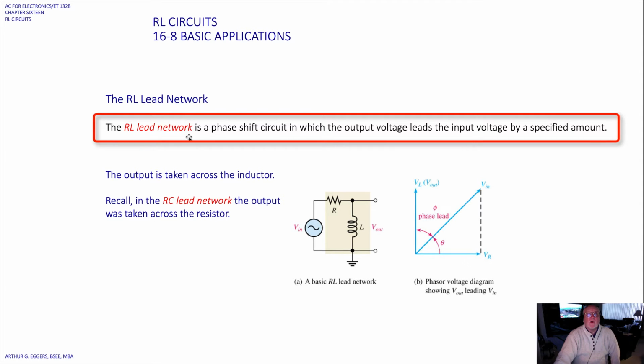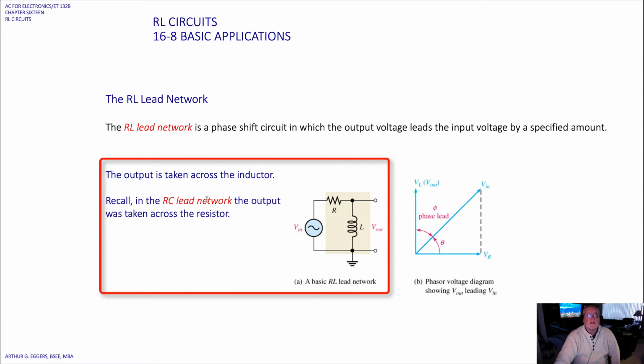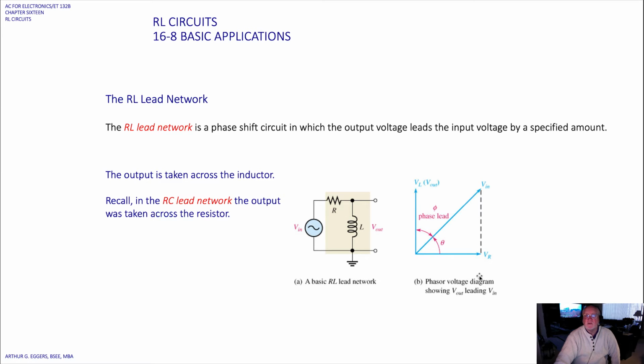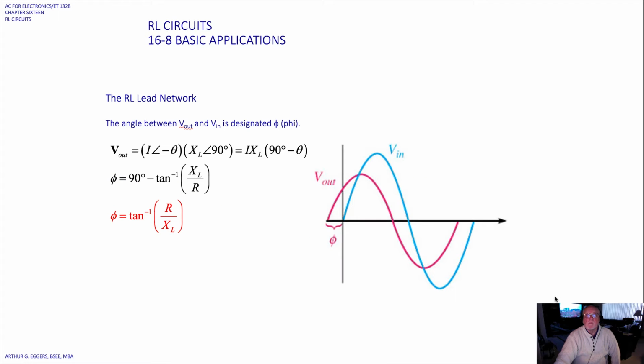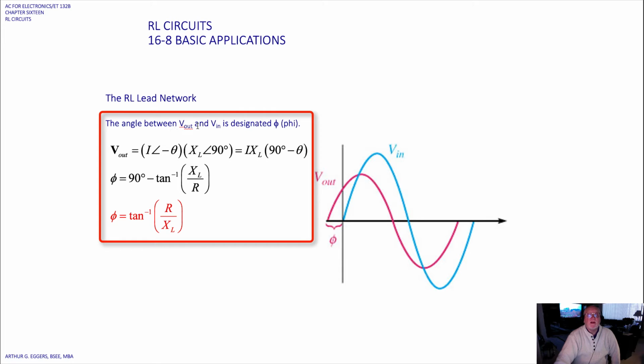An RL lead network is a phase shift circuit in which the output voltage leads the input voltage by a specified amount. The output is taken across the inductor. Recall in the RC lead network, the output was taken across the resistor. So we can see here we've got the output taken across the inductor and the associated phasor voltage diagram showing that V out leads V in. The angle between V out and V in we're going to designate as the angle phi. We can see that down here. We can see the lead then on V out.